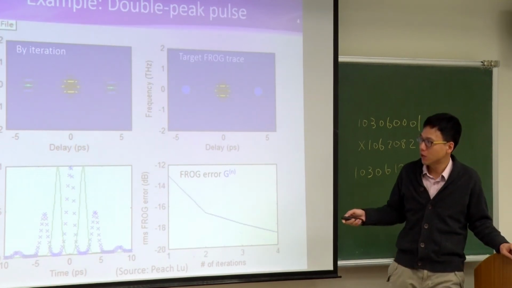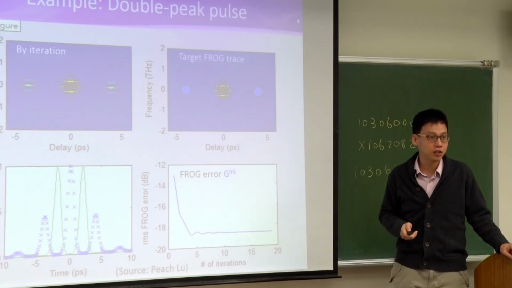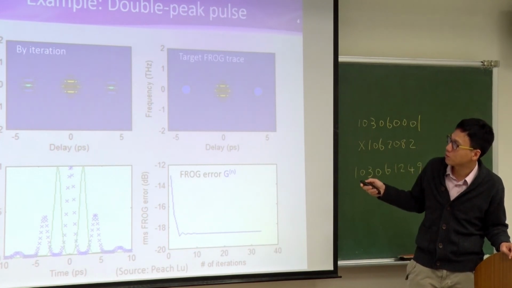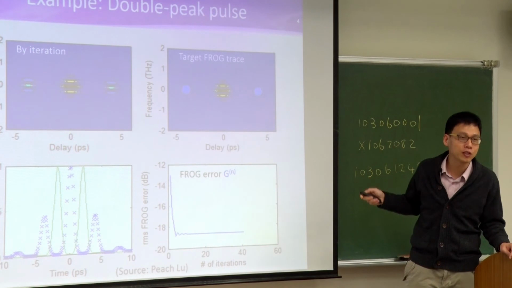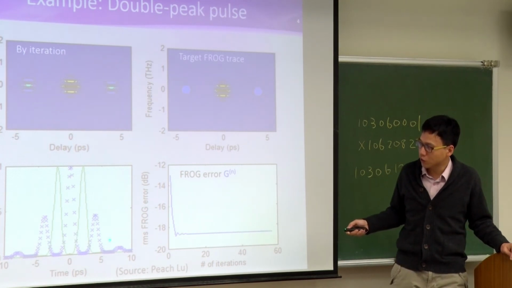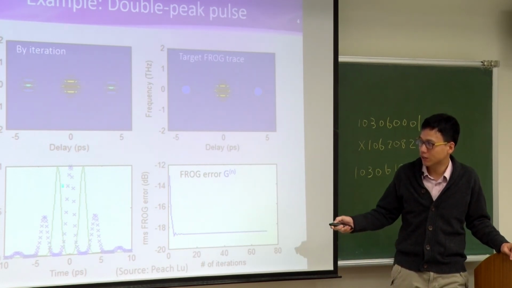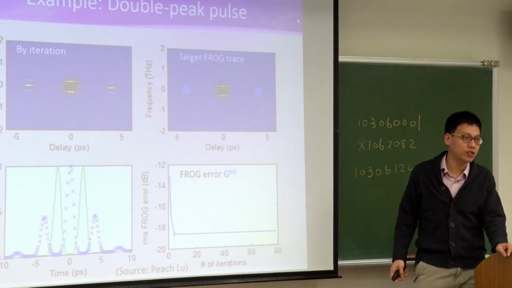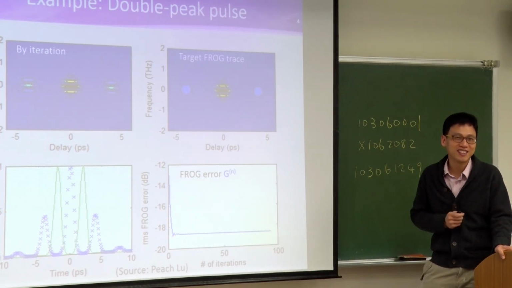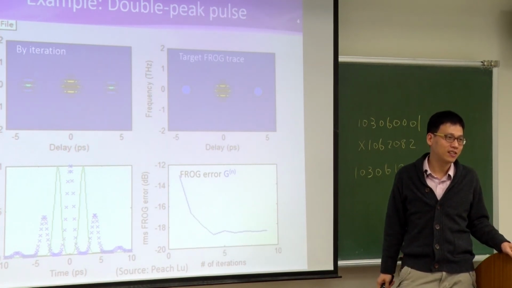But in the second example, if your signal pulse has double peaks, you can see that no matter how many times you iterate, the two FROG traces will not look the same. The central one should be similar, but the two side ones look very different, right? And in the time domain, it means your algorithm tends to give you a pulse of 3 peaks instead of 2 peaks. Green is the target. Blue is what you get by iteration. And the last figure shows the FROG error stagnates and does not decrease anymore. So the iterative Fourier transform algorithm does not work in this case.